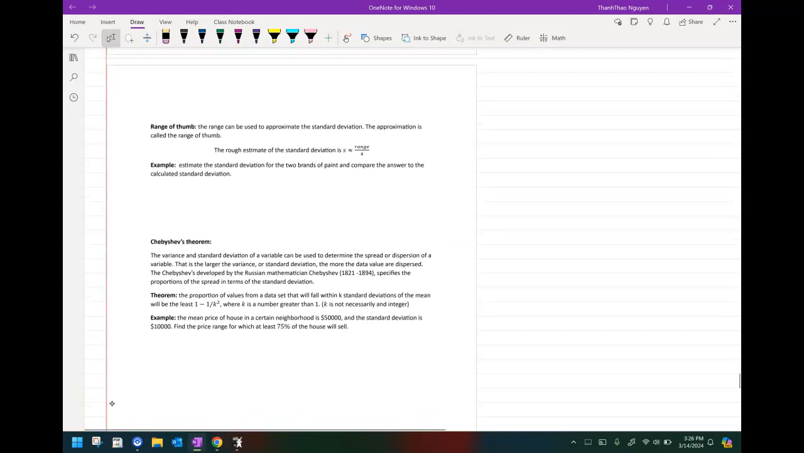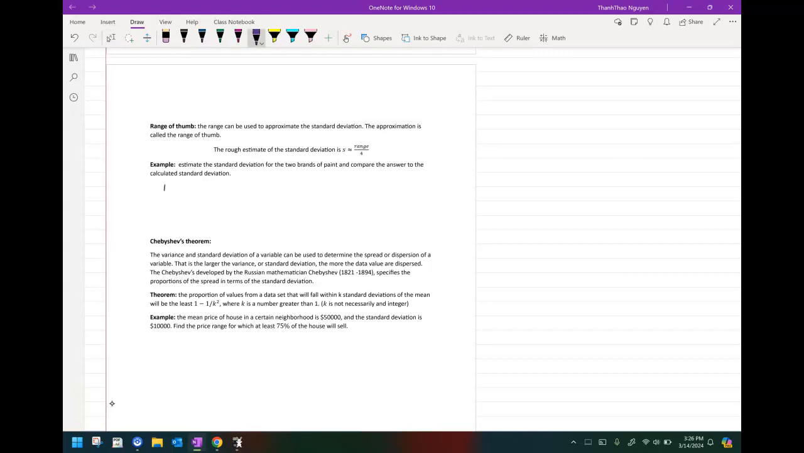Another estimation that we use is the range rule of thumb. The range can be used to approximate the standard deviation. It's called the range rule of thumb. The rough estimate for the standard deviation, S, is the range divided by 4. So estimate the standard deviation for the 2 brands of pen and compare the answer to the calculated standard deviation.